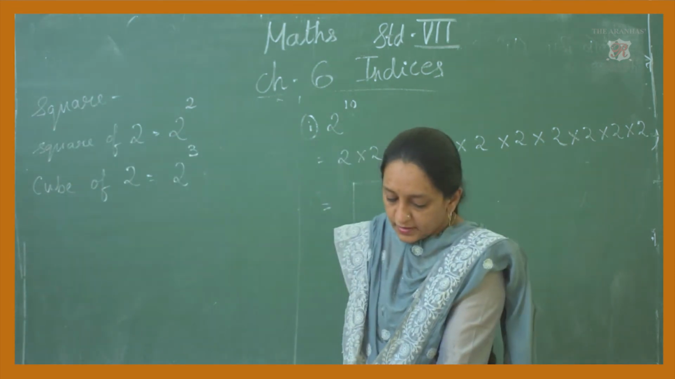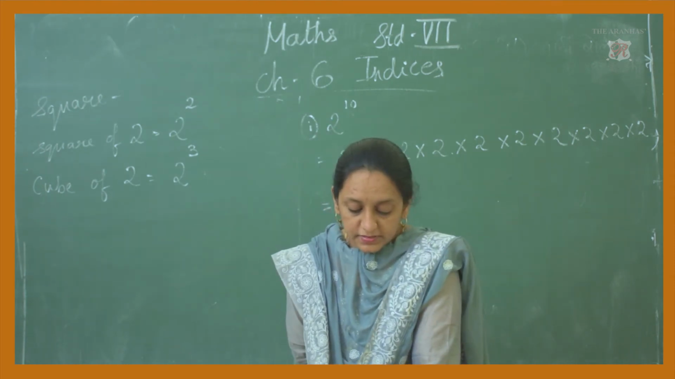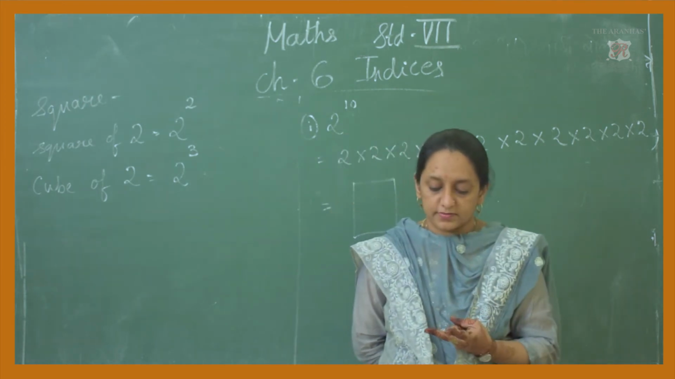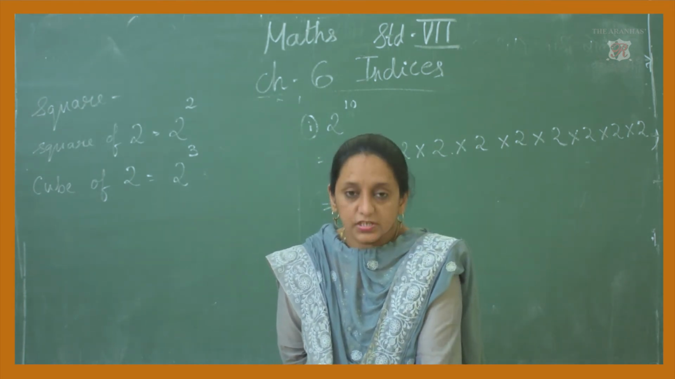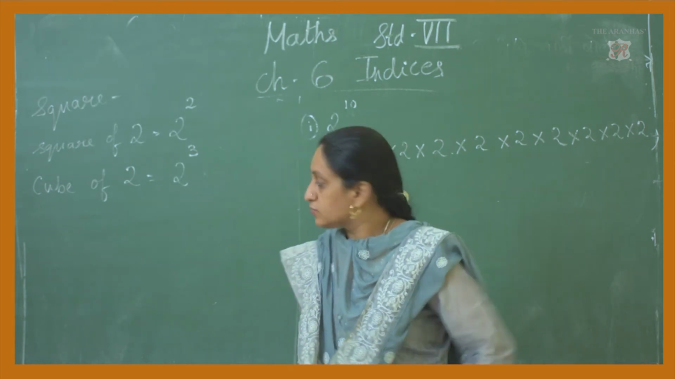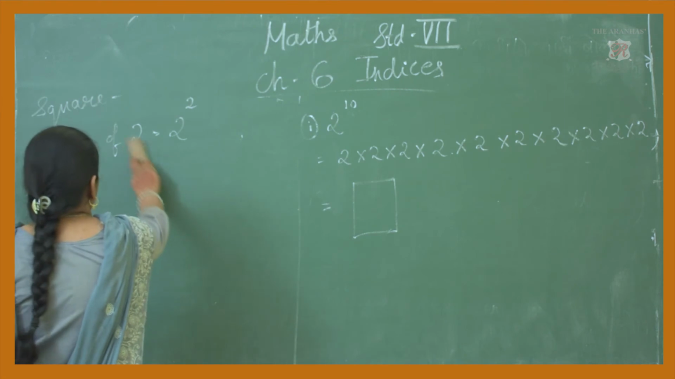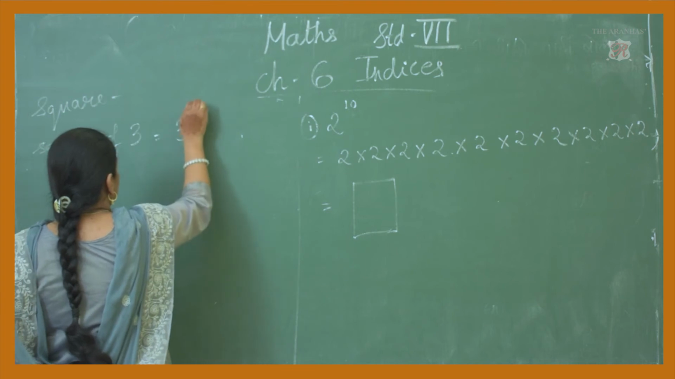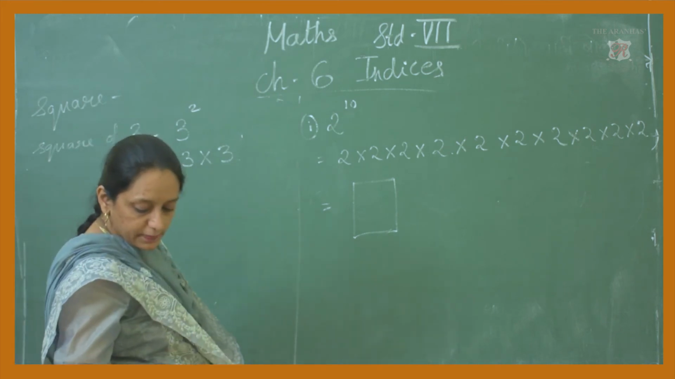So square and cube: in the textbook they have given the example 3 raised to 2. That means 3 multiplied by 3, because 3 is raised to 2, so you will multiply 3 two times. If 3 is raised to 3, you will multiply 3 three times. 3 raised to 2 is read as 3 raised to 2, or you can also say 3 squared or the square of 3. Square of 3 means 3 raised to 2. That means 3 multiplied by 3. 3 is multiplied 2 times.